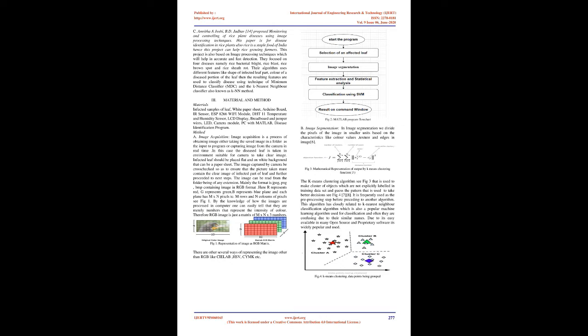Their algorithm uses different features like the shape of the infected leaf part and the color of the diseased portion of the leaf. The resulting features are used to classify disease using the technique of minimum distance classifier, MDC, and the k-nearest neighbor classifier, also known as the KNN method. 3. Material and method. Materials.